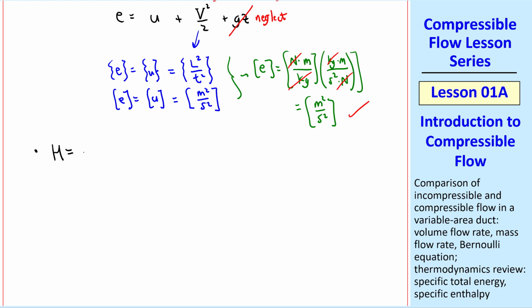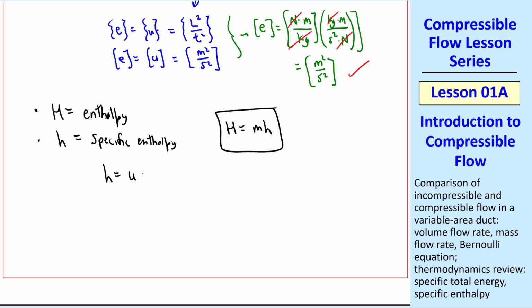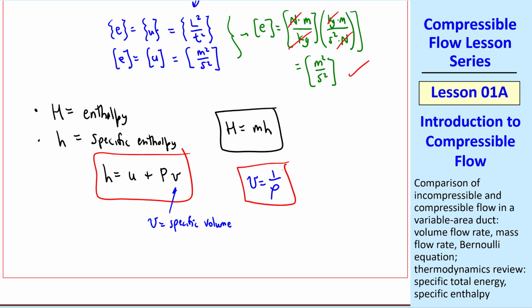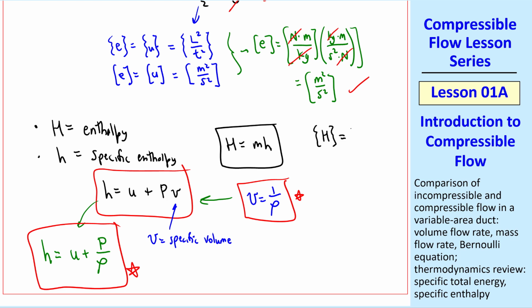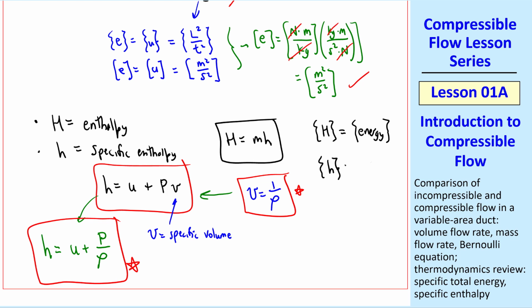I'll also define capital H as the enthalpy and little h as the specific enthalpy. So H equal m times little h. Again, from your thermo class, h is equal to specific internal energy plus pressure P times v, where this v is called the specific volume. It's just 1 over density. Thermodynamicists like to use v, specific volume, whereas fluid mechanics people like to use density, but they're related by this equation. And when you plug this into here, we get h equal u plus P over rho. This is the form of the enthalpy that fluid mechanics people like to use. Finally, enthalpy has the same dimensions as energy, and h has the same dimensions as little e, energy per mass.